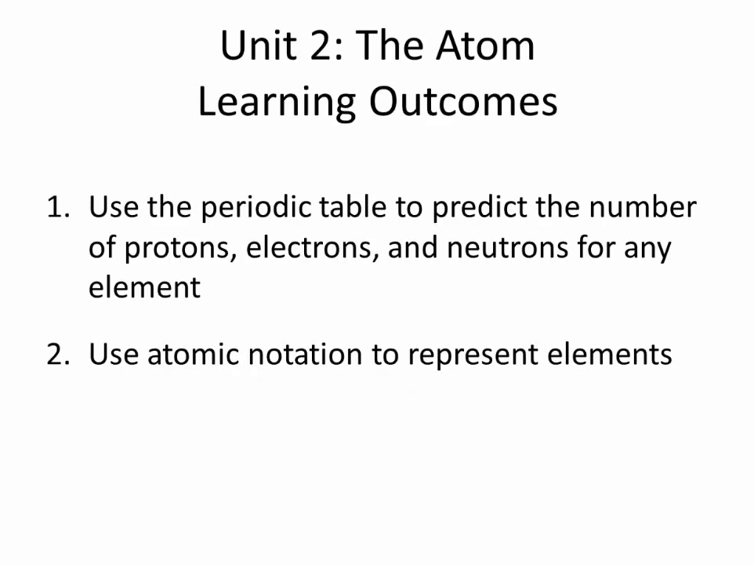The learning outcomes are from Unit 2, the atom. They're to use the periodic table to predict the number of protons, electrons, and neutrons for any element, and to use atomic notation to represent the elements. We did this in class, but there's a slight modification that we need to add to this concept.